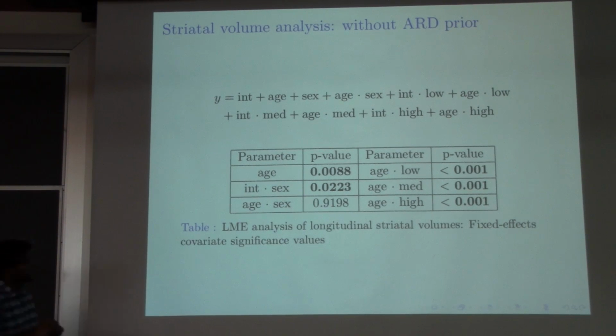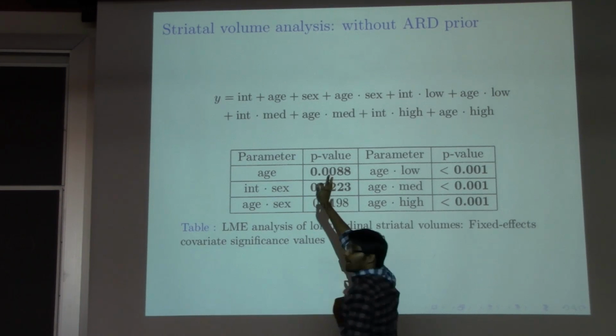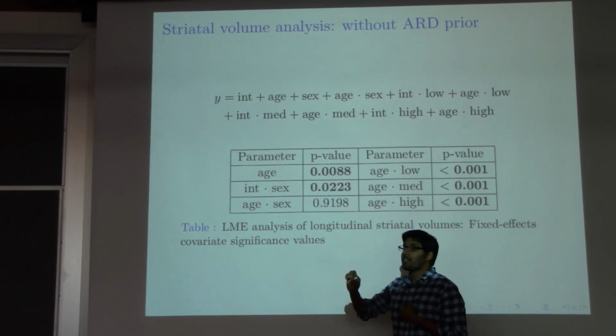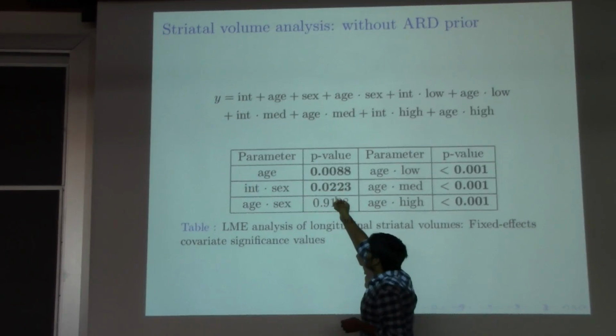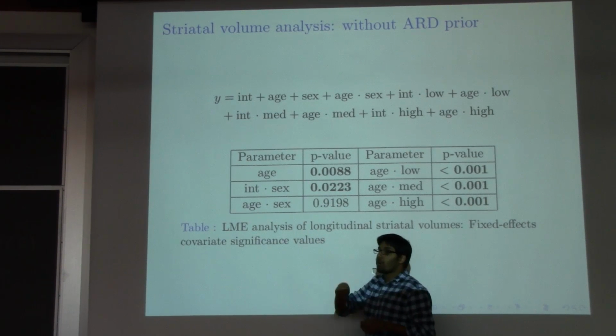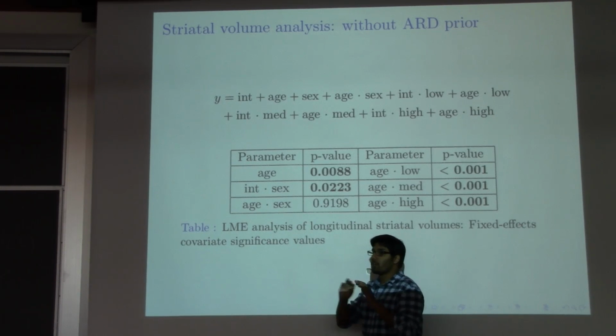And if I just do it without an ARD prior, the standard LME, linear mixed effects model, right? What we did in the first case was a linear model. There were no subjects, it was not longitudinal, it was just regression. But this is the extension of regression to longitudinal data, which is called mixed effects models, and that function is LME. Then you can again check whether each of these covariates is significant to the model or not, based on just p-values. We're not putting any prior on the hyperparameters.